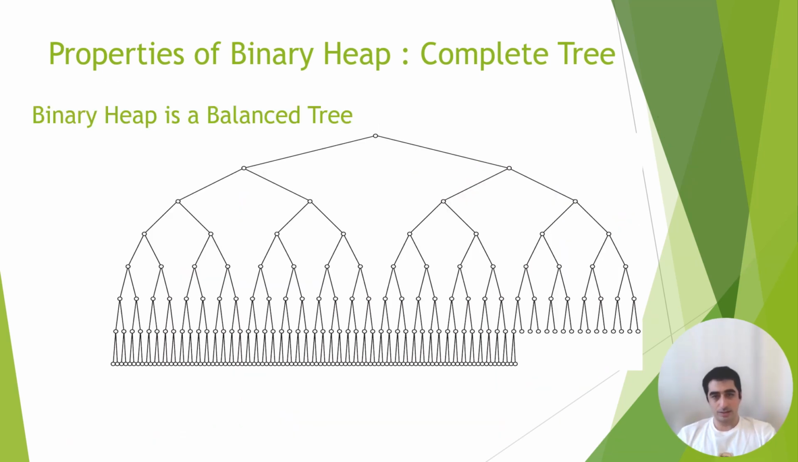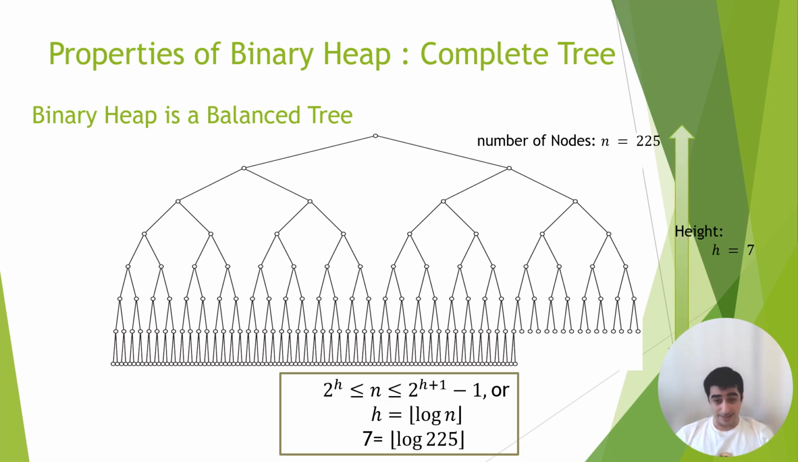Please remember that this property of binary heap, which is a complete binary tree, allows us to always have a balanced tree. And having a balanced tree is important because the height is always a logarithmic function of the number of nodes. In this case, for example, in this shape, you have 225 nodes and the height is 7. The relationship between height and number of nodes is always this.